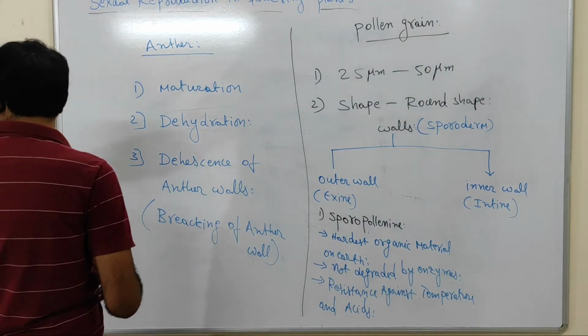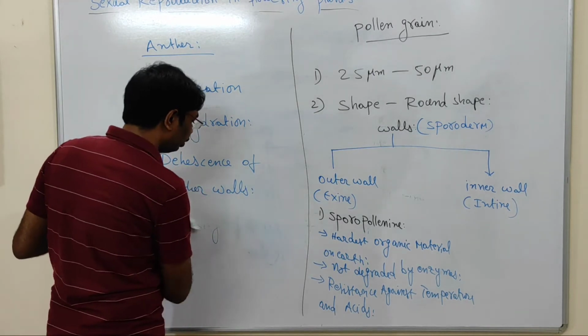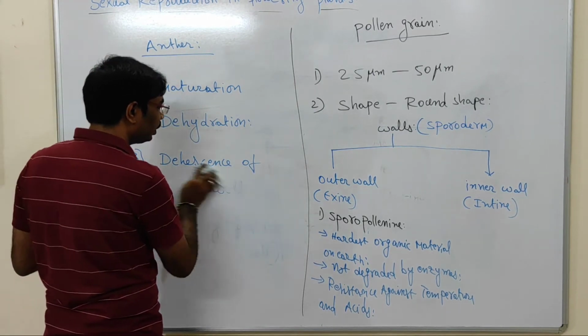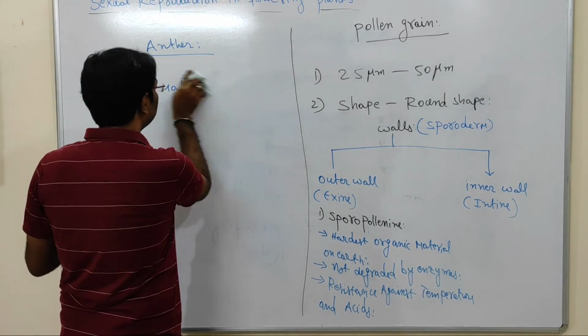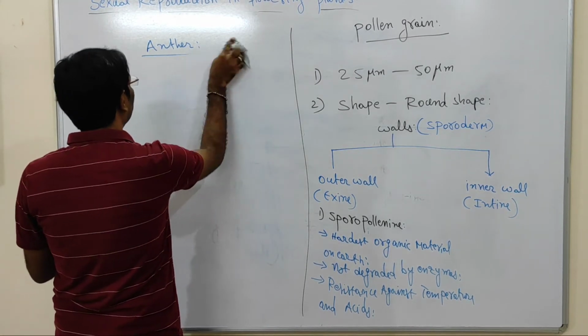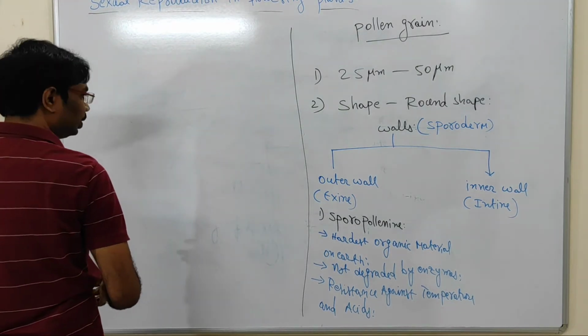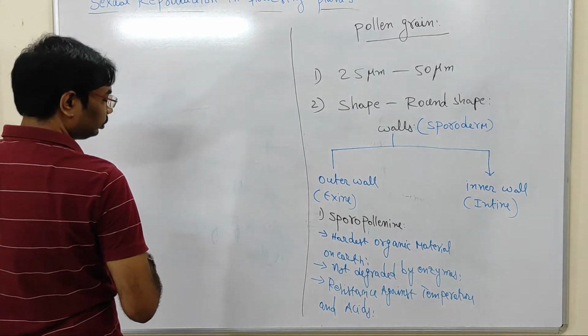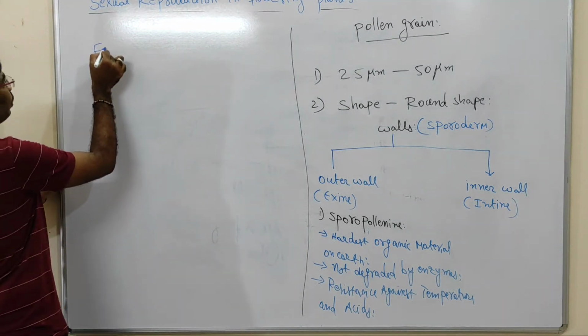Because of sporopollenin, the pollen grains have some properties. What are those properties? The first one is fossilization. What is the meaning of fossilization? Already you studied this term, fossil formation.